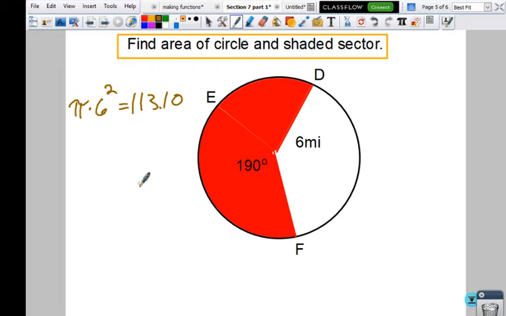All right, Chloe, what do I have to do after that? You have to plug it into the equation. And what's it going to look like with those numbers in there? Ew, that's an ugly one. 360, times 113.10.